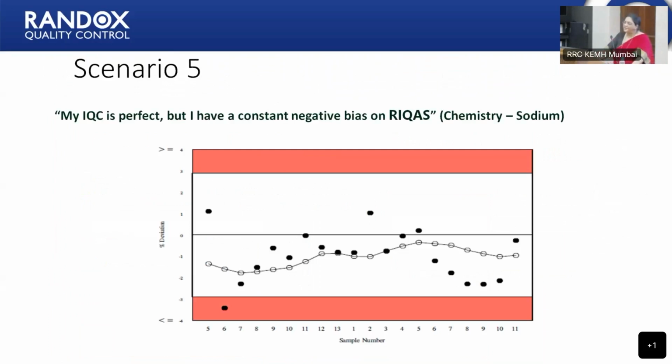Many times we get this kind of question: my IQC is perfect, but I have a constant negative bias in EQAS. What could be the reason? This could be the picture. This is an example of the sodium parameter.